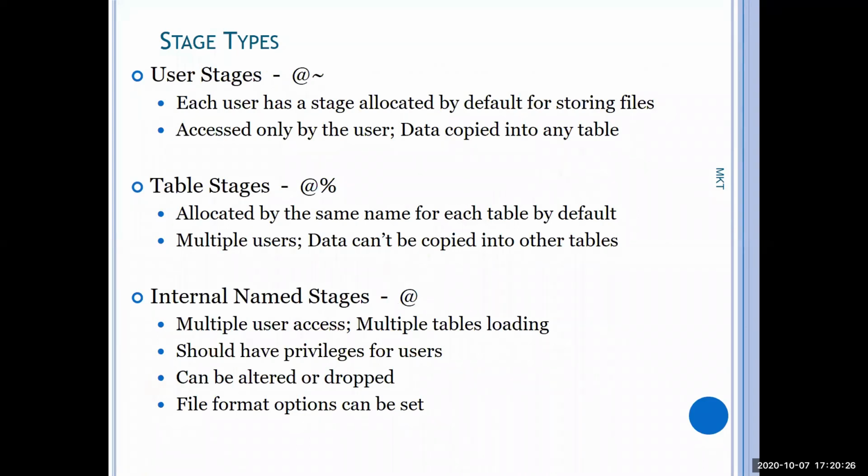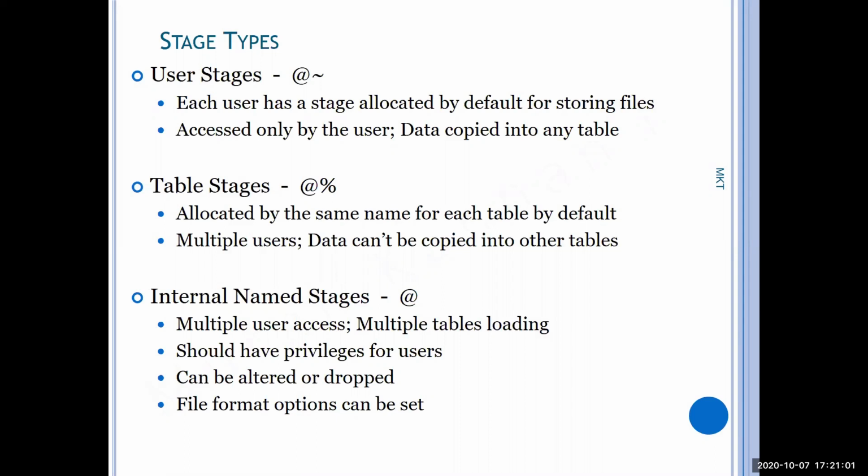Internally, we can have three types of stages. Internal stages themselves are of three types: user stage, table stage, and internal named stage. User stages and table stages are created by default for every user and for every table. For example, we have created one table called STG payment. So there will be one more stage existing now, and the stage name is STG payment.